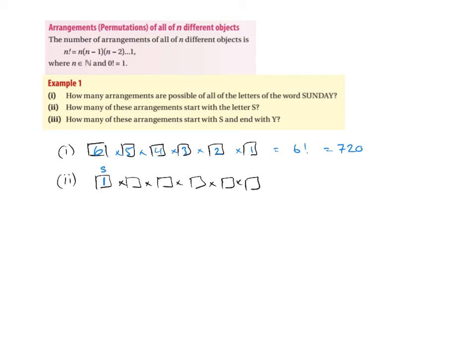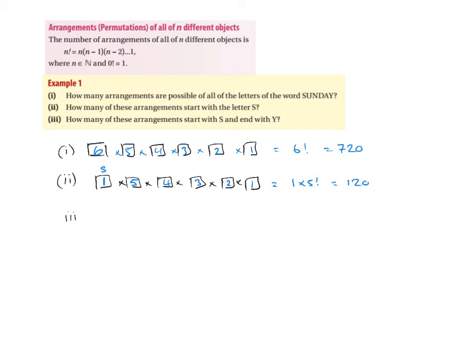That now means that there are no other restrictions. So that means that I now have 5 left to choose from, 4, 3, 2 and 1 as before, and you can see this is going to be just 1 times 5 factorial, and that's essentially 5 factorial, and 5 factorial is 120.